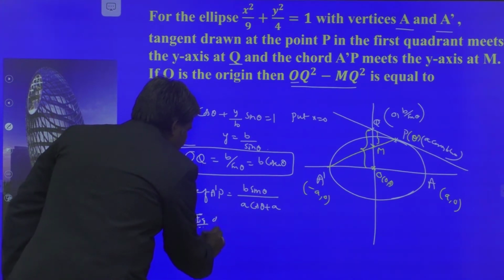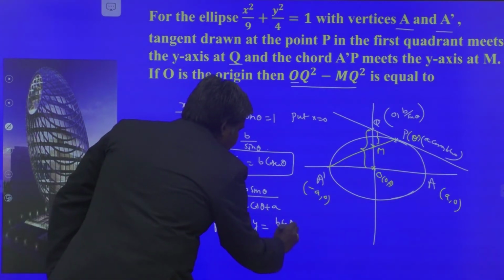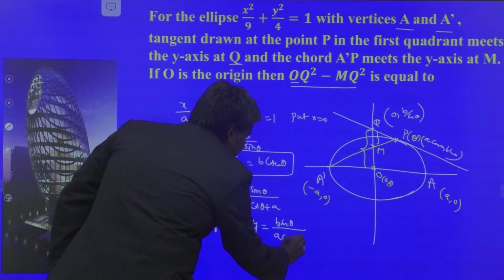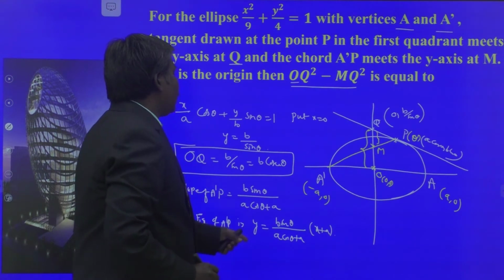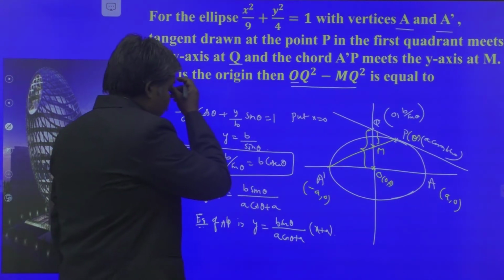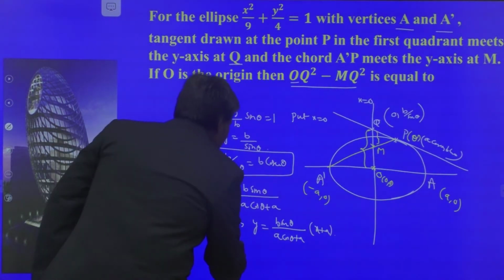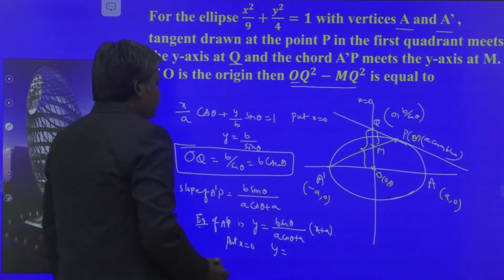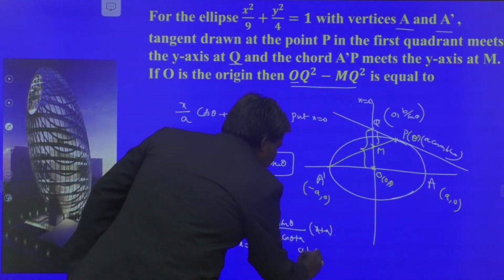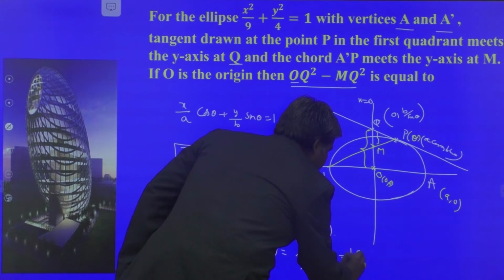Therefore, the equation of A'P is y = (b sin theta / (a cos theta + a)) x + a. This is the equation of A'P. Now we solve with the y-axis, whose equation is x = 0. Put x = 0. We get y = ab sin theta / (a(1 + cos theta)). So a gets cancelled, and we have b sin theta / (1 + cos theta).